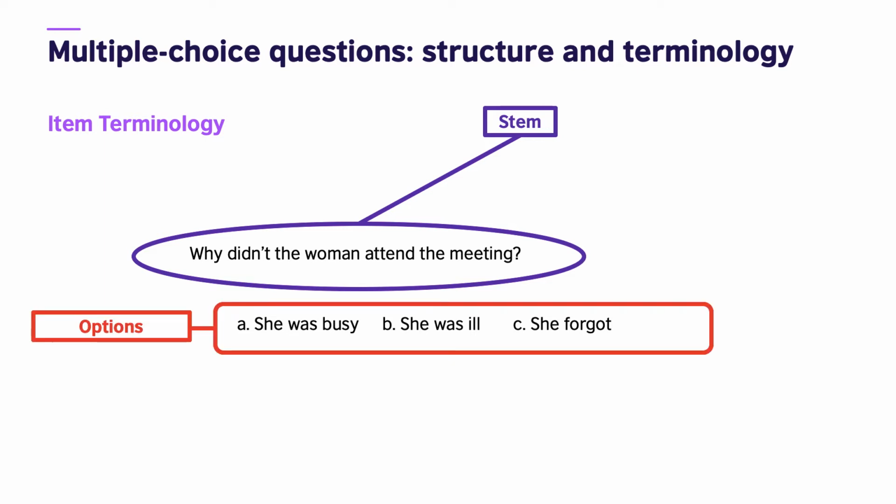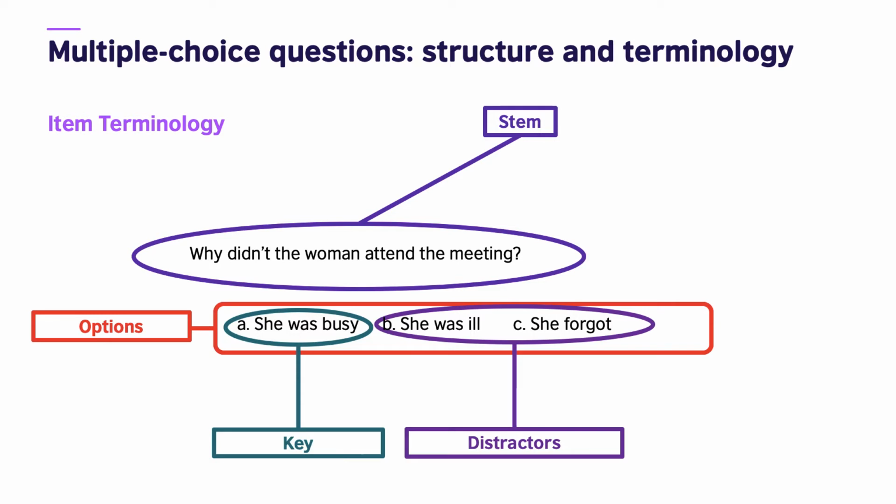The possible answers are referred to as the options. Within the options, you will also have the key, as well as the distractors. Most MCQs will have either 3 or 4 options. Having only 2 options is less effective, since it increases the chance of getting it right purely by guesswork.